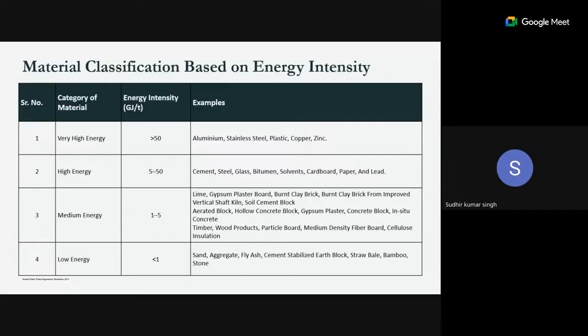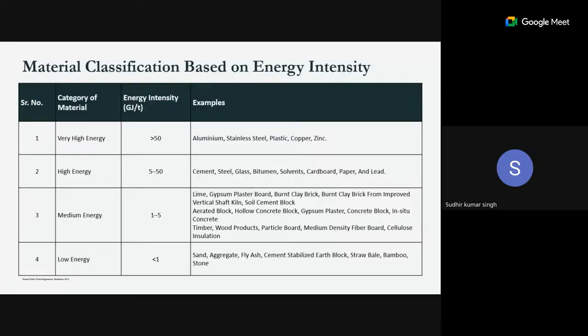Look at the third and fourth row. You will find that concrete is in the third row, so it is a medium energy material. And you will find the aggregate, may it be fine or coarse aggregate, in the fourth row, which is a low energy material. So if I go to conventional concrete, I know that 60-70% aggregate I am using. So by nature, my concrete will be a low energy material.